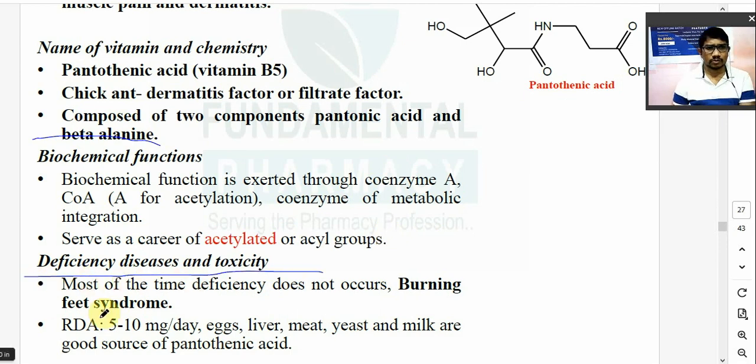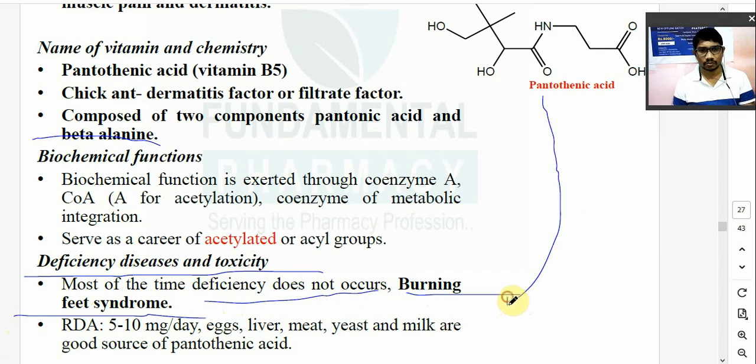So most of the time deficiency does not occur. Normally the daily requirement is fulfilled through the diet. So most of the time deficiency नहीं होता है इसका. But if there is deficiency, so what will happen? Burning feet syndrome. तो इसका याद रखना है, deficiency burning feet syndrome. Now recommended daily allowance, 5 to 10 milligram per day is required.